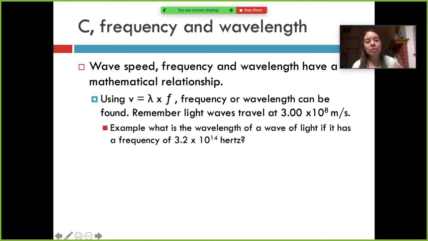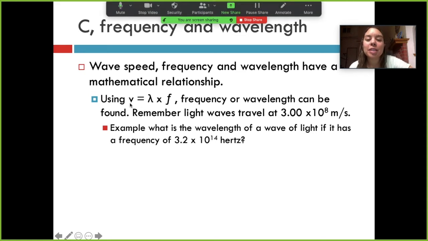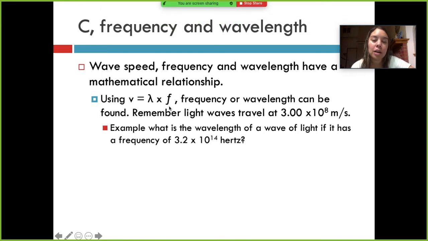First of all, there are three characteristics for waves. So we have wave speed, we have frequency, and we have wavelength, and they all have a mathematical relationship. So we can use this particular formula, v equals wavelength times frequency, to be able to calculate any of those. Now v looks like velocity, but it's going to stand for the actual wave speed. And wave speed is going to be 3 times 10 to the 8 meters per second. And this is always going to be the same.